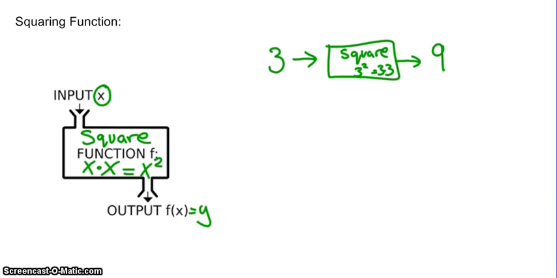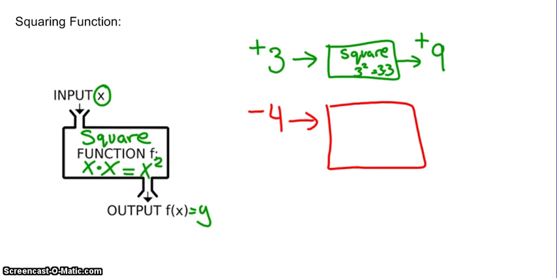Let's do another example. Notice here that 3 is positive, so my output when I square it is positive. Now I'm going to try a negative input. So negative 4, for example, I'm going to put that in the squaring function. So that would be the same as negative 4 squared, which is negative 4 times negative 4, which is equal to 16.